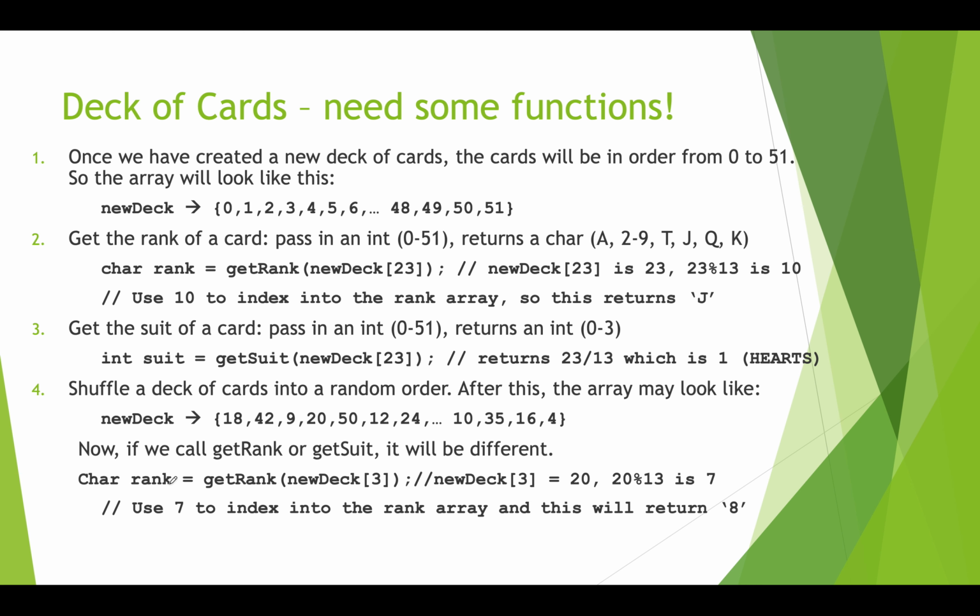So now if we do char rank and we call get rank and we do new deck of 3, new deck of 3 is 0, 1, 2, 3, that's 20. So we're going to pass 20 into get rank. 20 mod 13 is 7. We'll use 7 to index into our rank array, and this is going to return 8. So this card is an 8 of something.